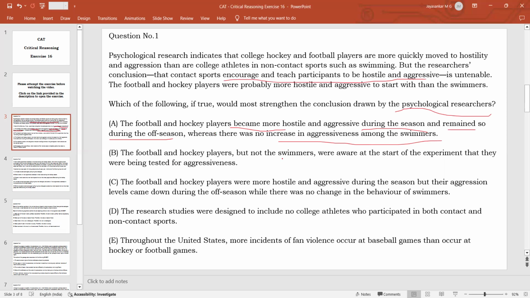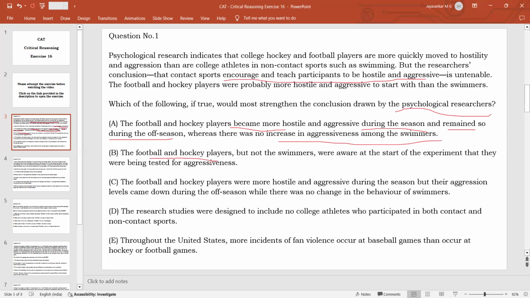Option B: the football and hockey players, but not the swimmers, were aware that at the start of the experiment they were being tested for aggressiveness. So it is talking about whether the players were aware of this test being conducted. Even if the players were aware of the test, what would be the likely outcome? There are three likely outcomes. Either they reduce their aggression, or they try to increase their aggression, or they do not do anything, they remain as they are. So these are the three possible outcomes.